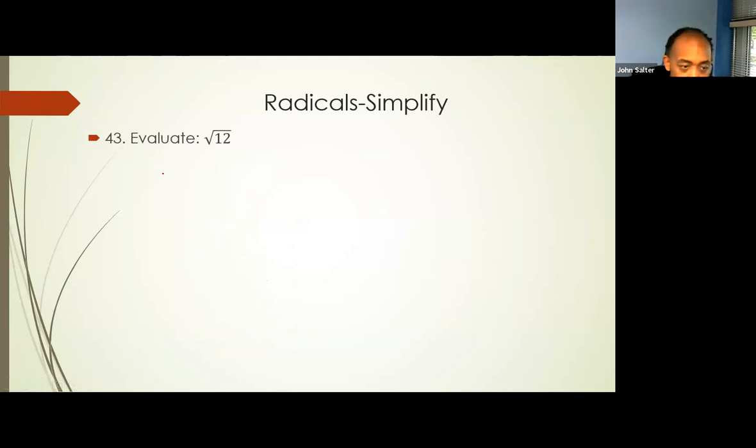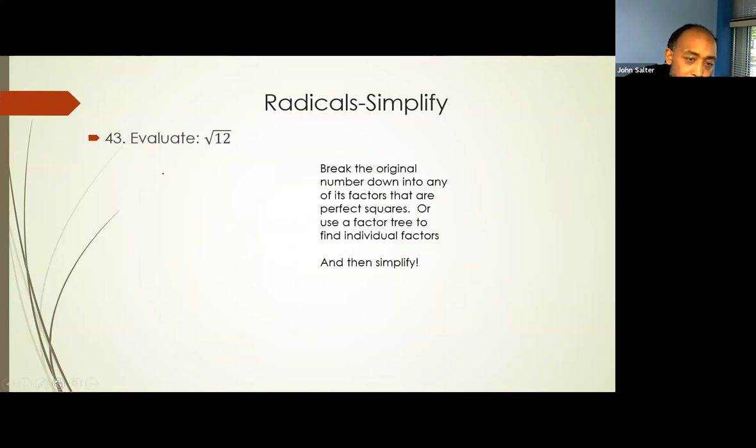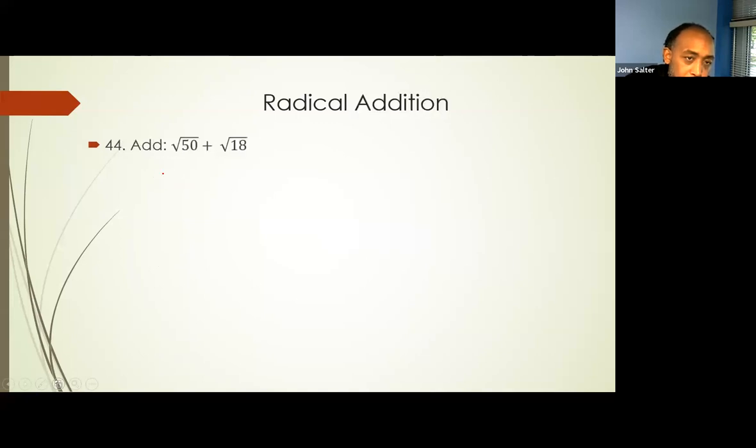Square root of 12. Oh, okay, I can do that. Well, square root of 12, I can break that up into square root of 4 times square root of 3. Why do I do that? Because square root of 4 is a perfect square. It equals 2. So 2 square root of 3.